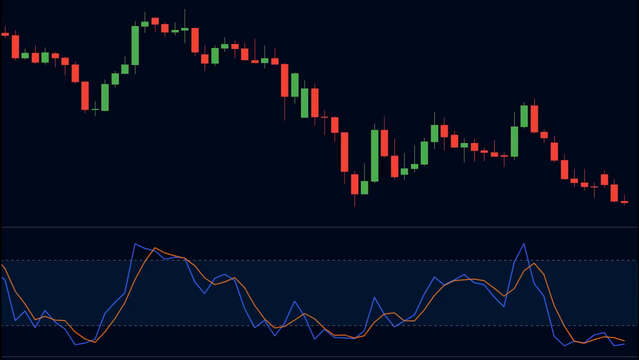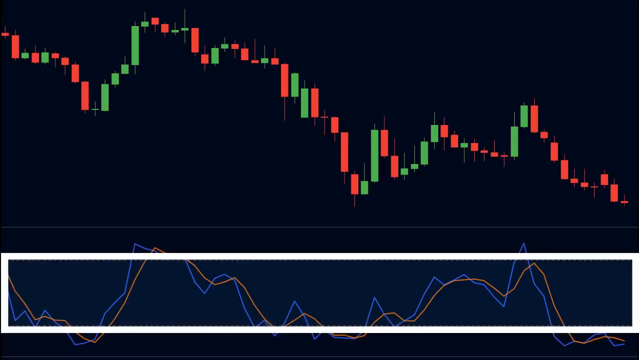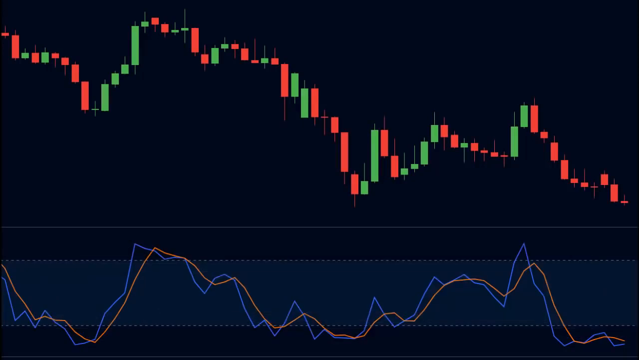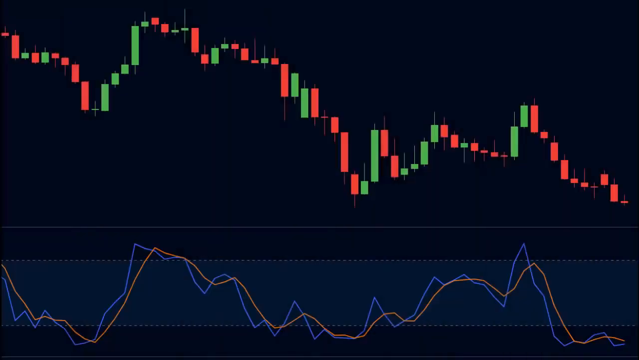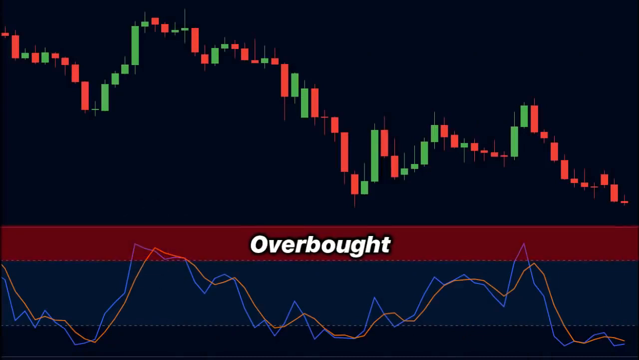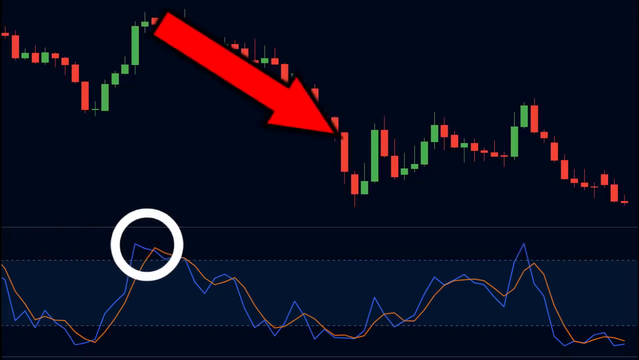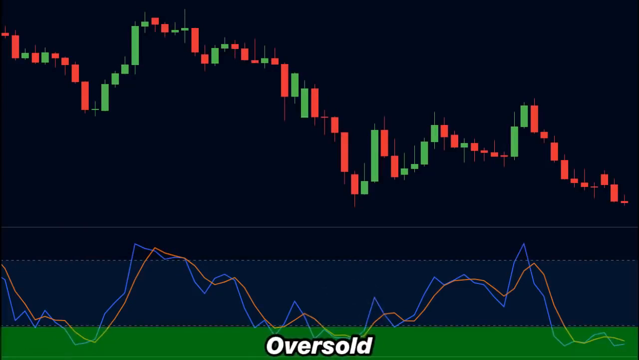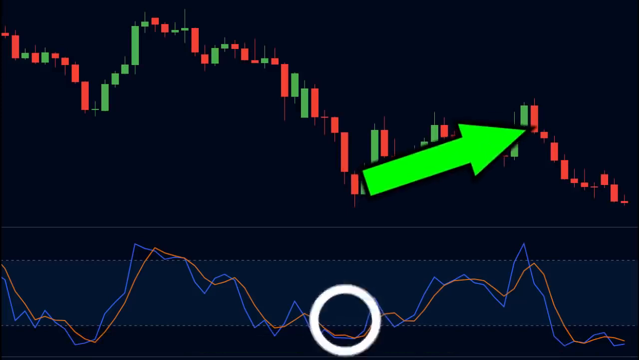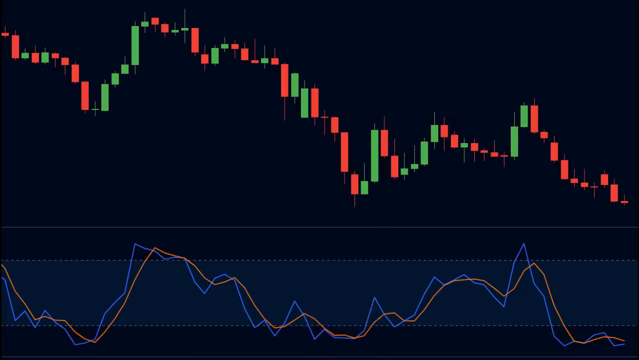Other than these two lines, we have also marked this zone in the middle of the indicator from the 80 level to the 20 level. Just like the RSI, the stochastic indicator is also used to identify overbought and oversold zones. When the stochastic goes above the 80 level, it is regarded as an overbought area, and we expect the price to make a short-term down move. Similarly, when the stochastic goes below the 20 level, it is regarded as an oversold territory, and we expect a short-term up move.